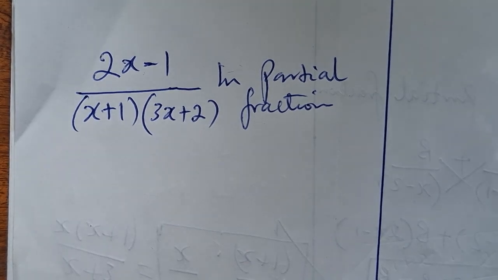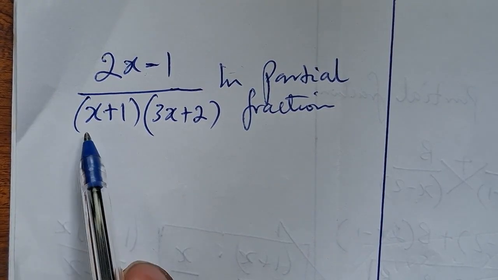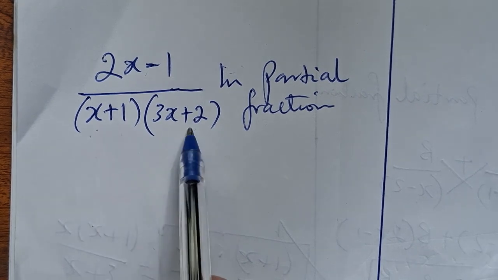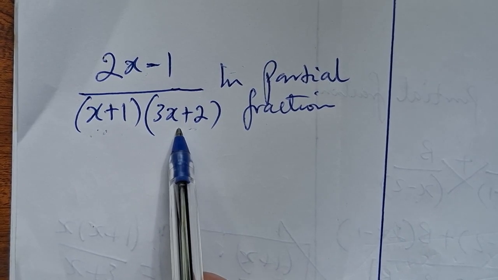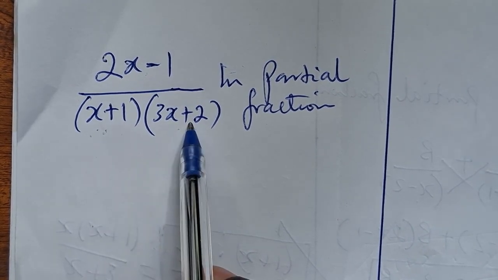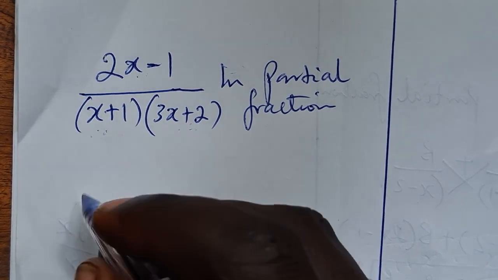Looking at this expression, we are supposed to express this in partial fractions. If we look keenly at this expression, we'll discover that the denominator is linear. So they are linear, and we have two linear factors, which means that we can express it as A and B, taking the numerator equal to that. We can rewrite this in this format.